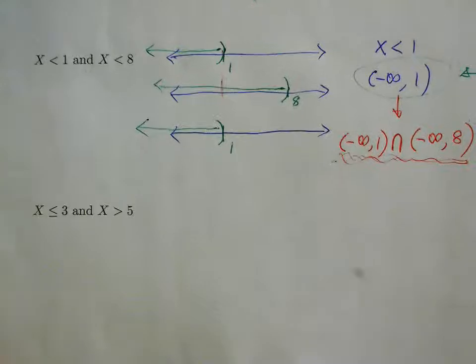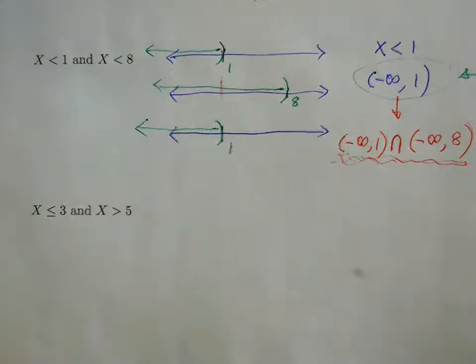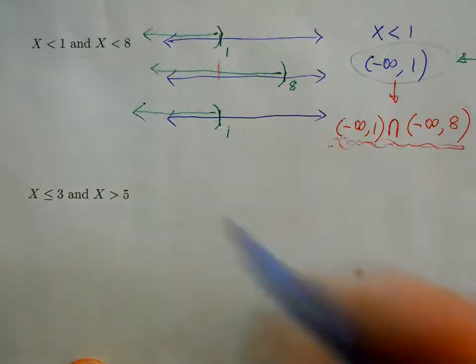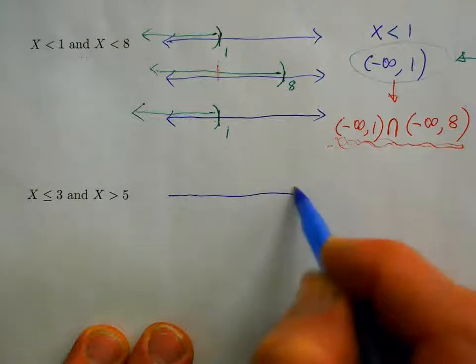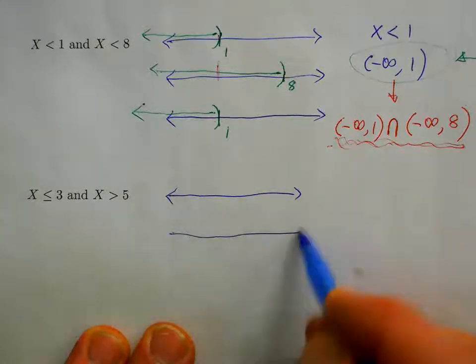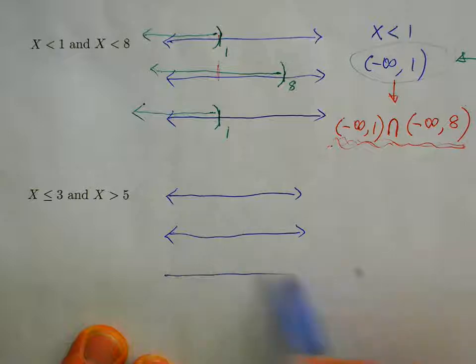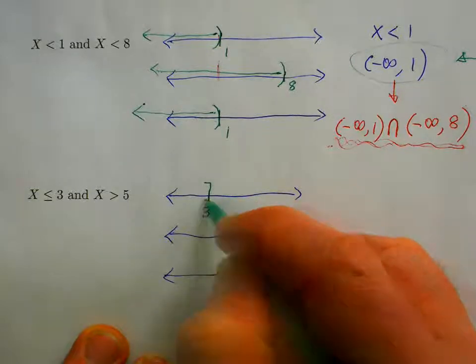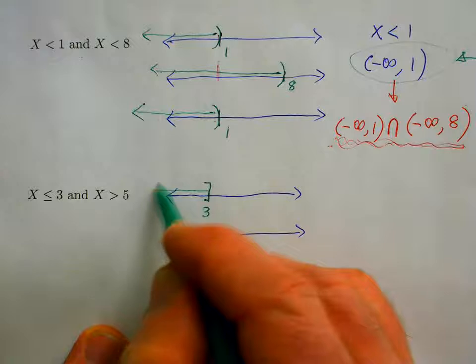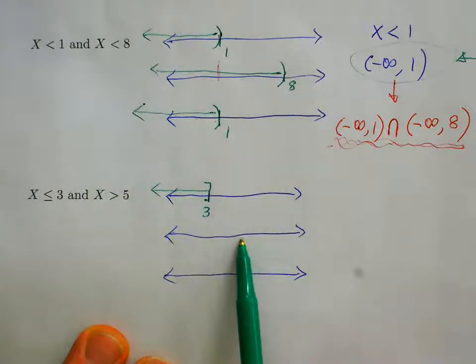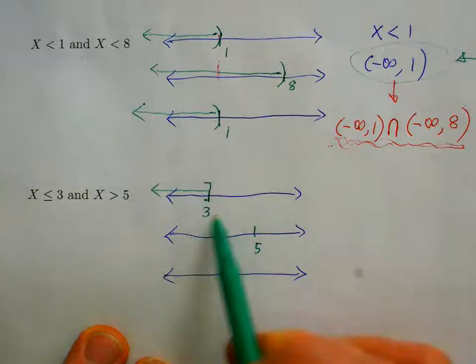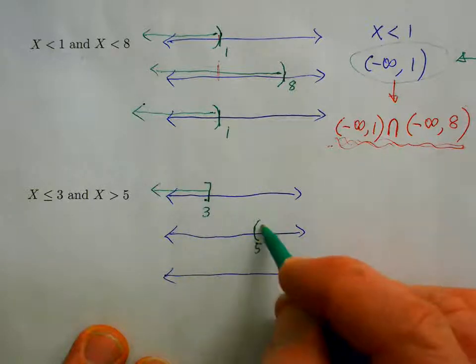Okay, let's do this one. X is less than or equal to 3 and x is greater than 5. So we'll do the overlap method. If x is less than or equal to 3, then graphically we put a bracket at 3 and shade to the left. On the next line, x is greater than 5, so 5 is to the right of 3, so we put a 5, parenthesis, and shade to the right.